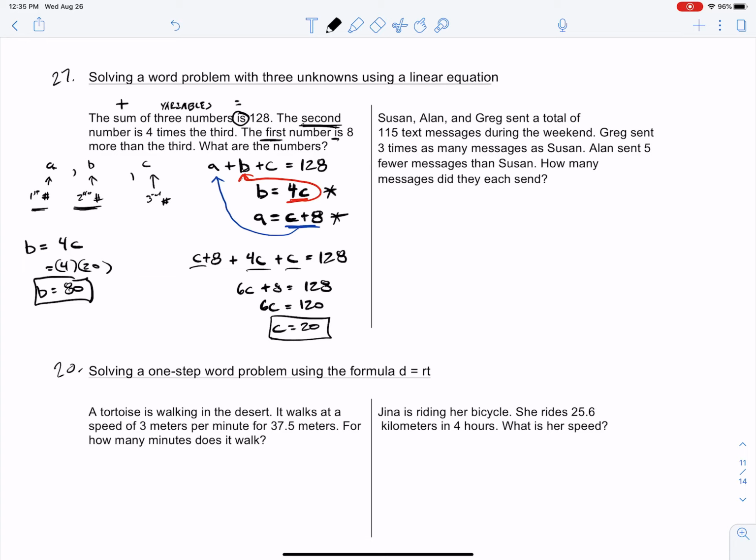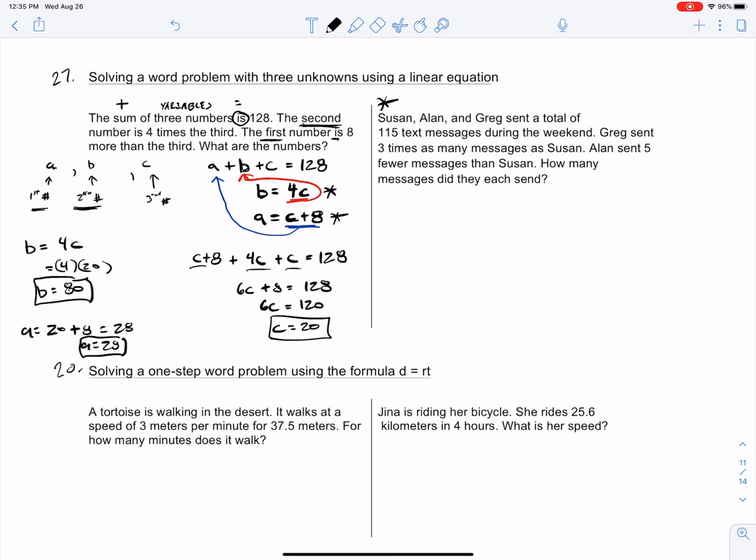Well, I know how to solve for A. A equals C plus 8, which is C is 20 plus 8, which is 28. A equals 28. And there we go. I know each of my numbers that combine to be 128, and a simple test would be to actually add 80 plus 28 plus 20 and see if it comes out to be 128, and it does. So that's solving a word problem with 3 unknowns using a linear equation.